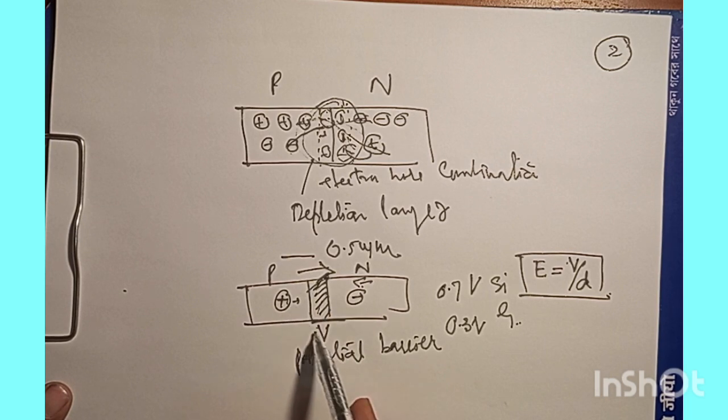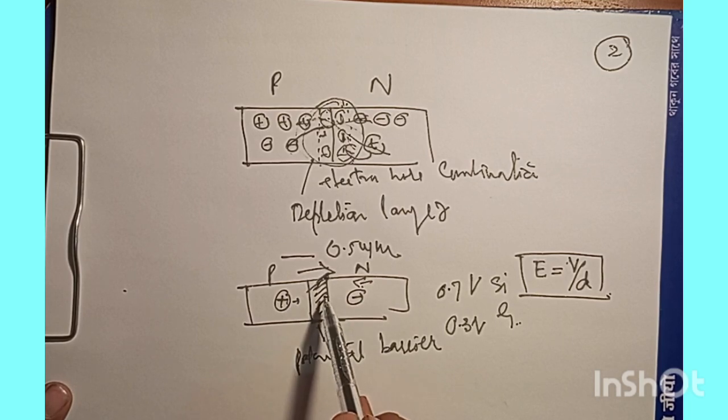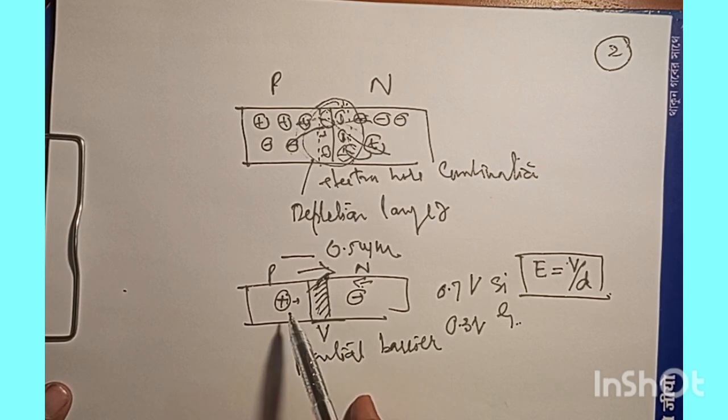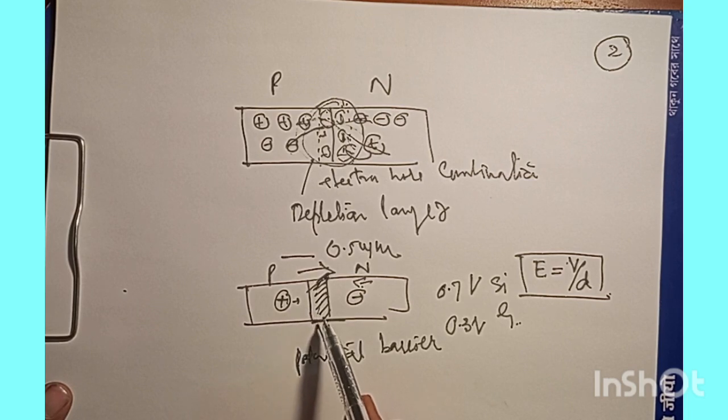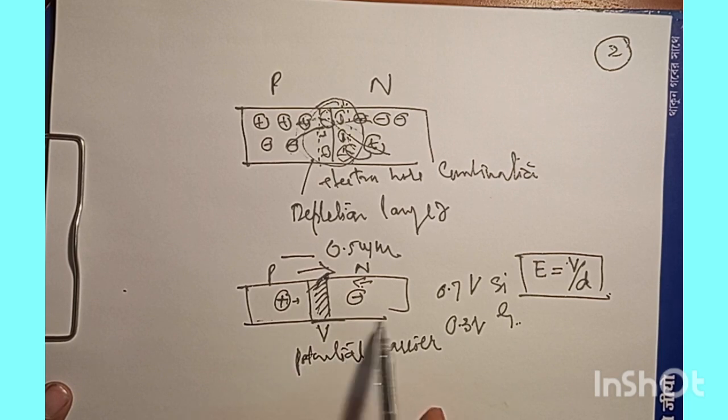The potential barrier is there. That means there is an electric field, and there is diffusion. There is drift current, right? And in the process of manufacturing of the PN junction, what happens? This drift current equals the diffusion current. So when this drift current is equal to the diffusion current, net current passing through this PN junction becomes zero.